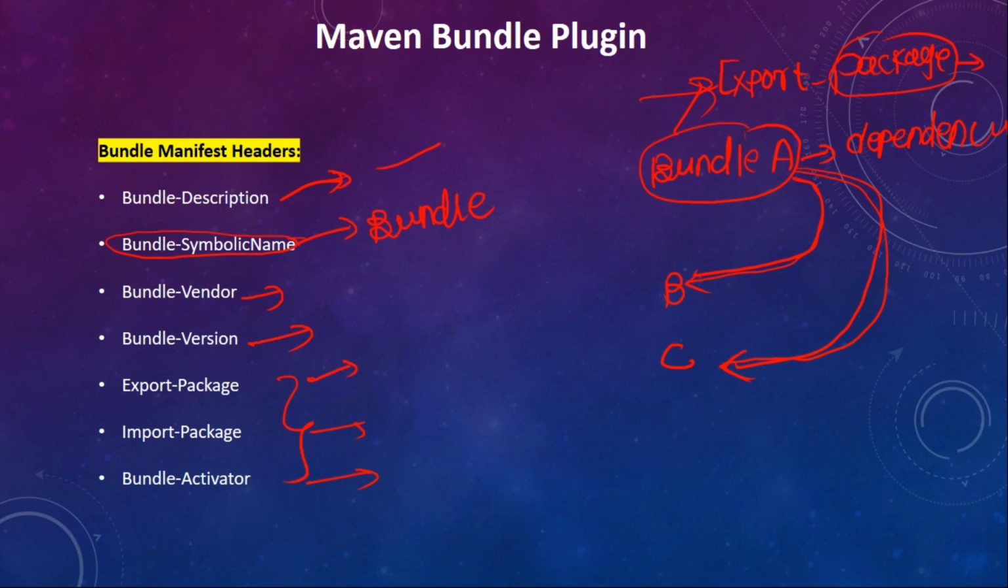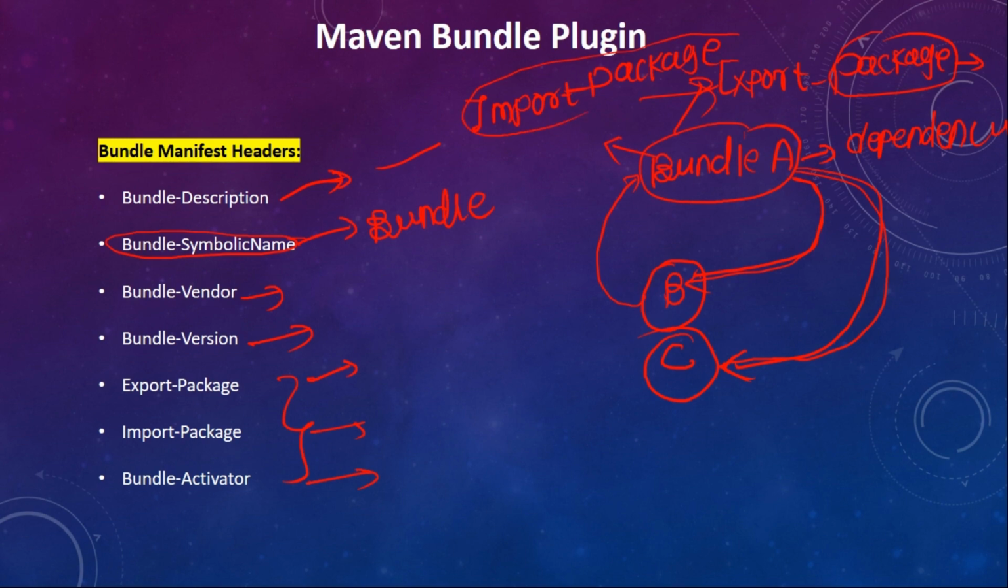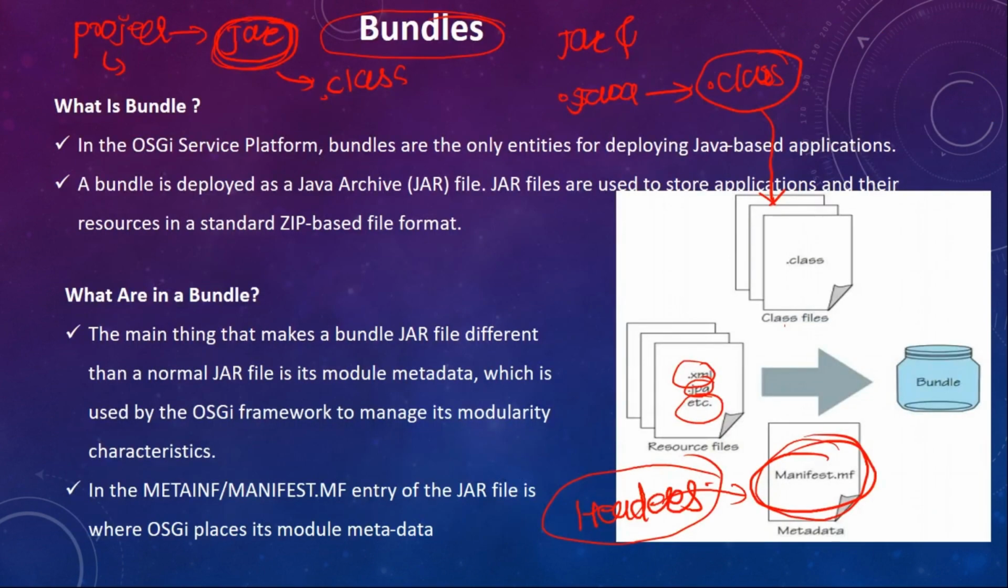If you want to import, say B and C jar files or bundles are there, and from these bundles you want some things, then we have to import. Here we use one header, that is Import-Package. By using Import-Package you can import the dependencies from other bundles. Where do we write these? We write all of these inside our manifest.mf, that means inside our metadata.